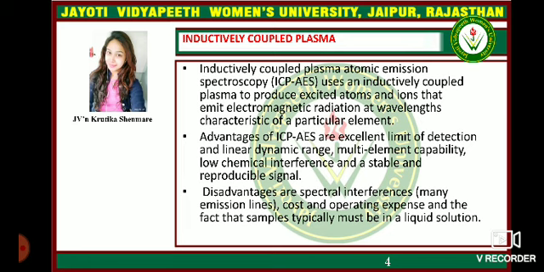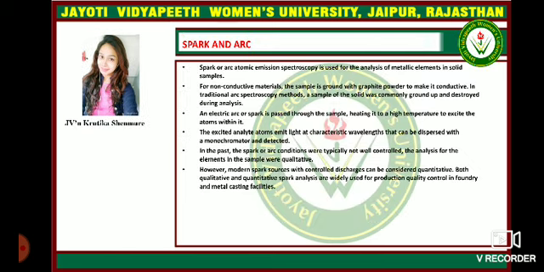Inductively coupled plasma. Atomic emission spectroscopy uses inductively coupled plasma to produce excited atoms and ions that emit electromagnetic radiations at wavelengths characteristic of a particular element. Advantages of inductively coupled plasma are excellent limit of detection and linear dynamic range, multi-element capability, low chemical interference and a stable reproducible signal. Disadvantages are spectral interferences, cost and operating expenses, and the fact that samples typically must be in a liquid solution.